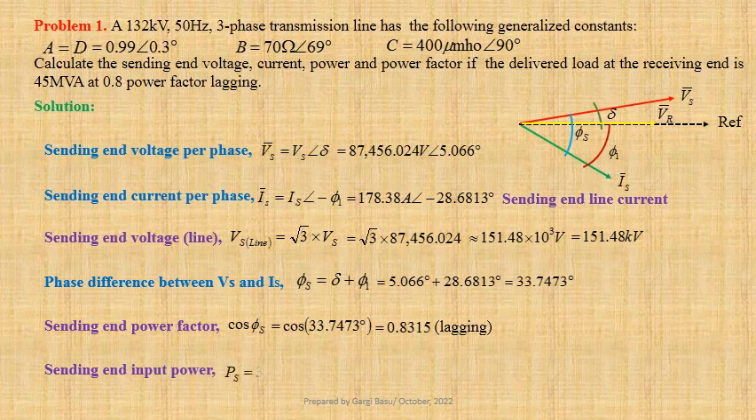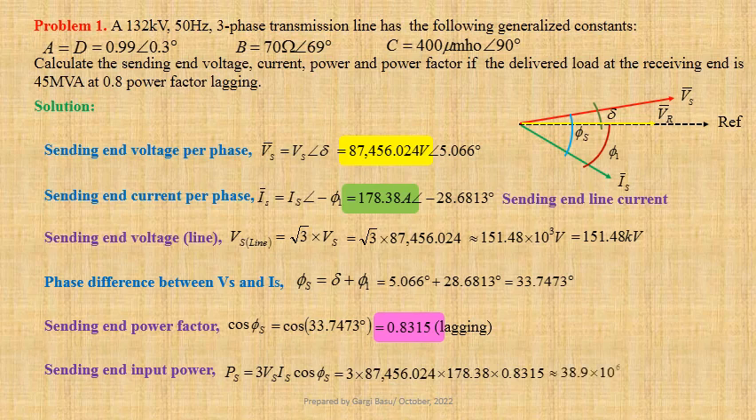Now we shall calculate sending end input power. Ps equals 3 times Vs into Is cos phi s. Using values we get 3 into 87,456.024 into 178.38 into 0.8315, which is approximately equal to 38.9 into 10 to the power 6 watts or 38.9 megawatt.